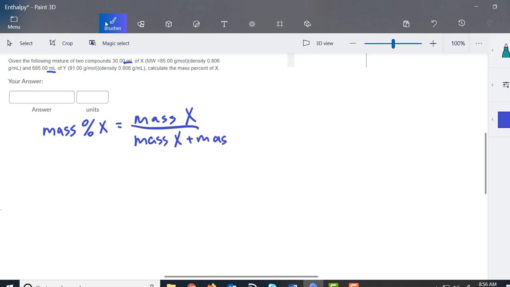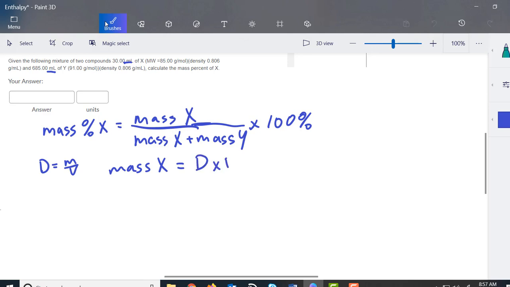Now obviously if you're given the masses as grams, then you won't have to do as much in this question, but in this case we're given them both in milliliters, which means we need to find the masses using the densities. And we know that density is mass divided by volume, so we therefore know that mass is going to be density times volume. So the mass of X is going to be density times volume.